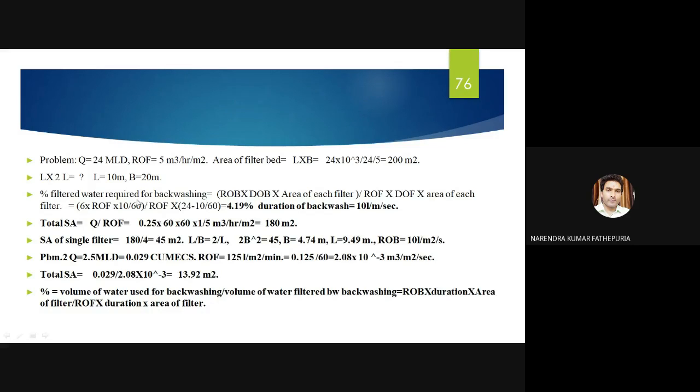Percentage of filtered water for backwashing. I have not written the question; I'm just explaining for explanation purposes. The percentage of filtered water required for the backwashing, that formula is given. You can write it and you can get it.